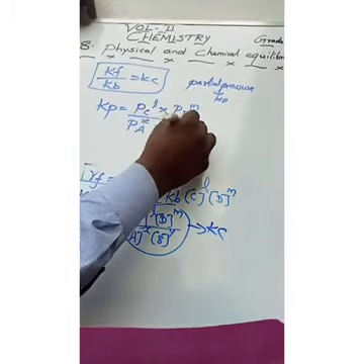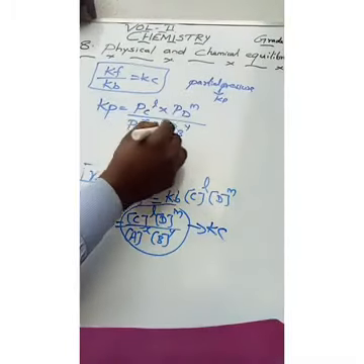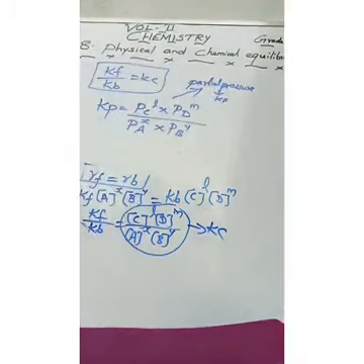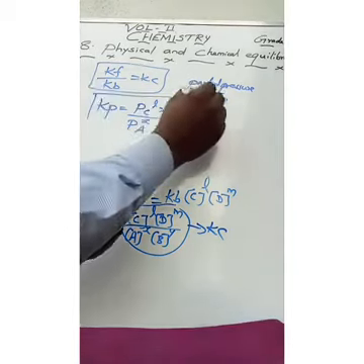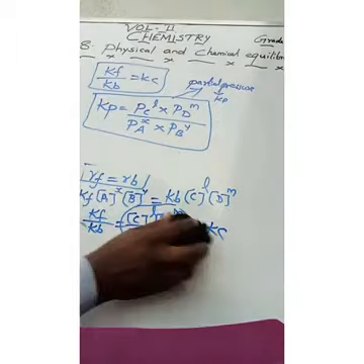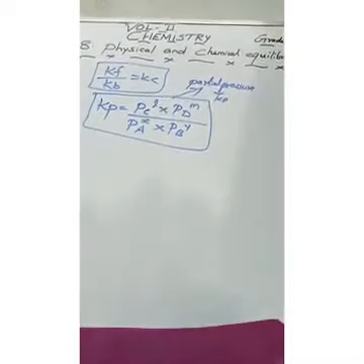Here, what are PC, PD, PA, PB? These are the partial pressures of gases A, B, C and D. Don't forget that. PA means partial pressure of A, PB partial pressure of B, PC partial pressure of C, PD partial pressure of D. Am I right?